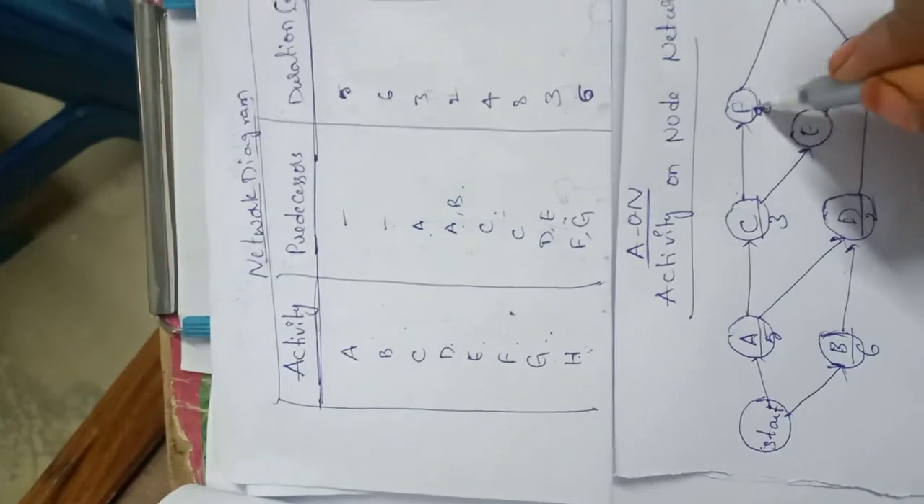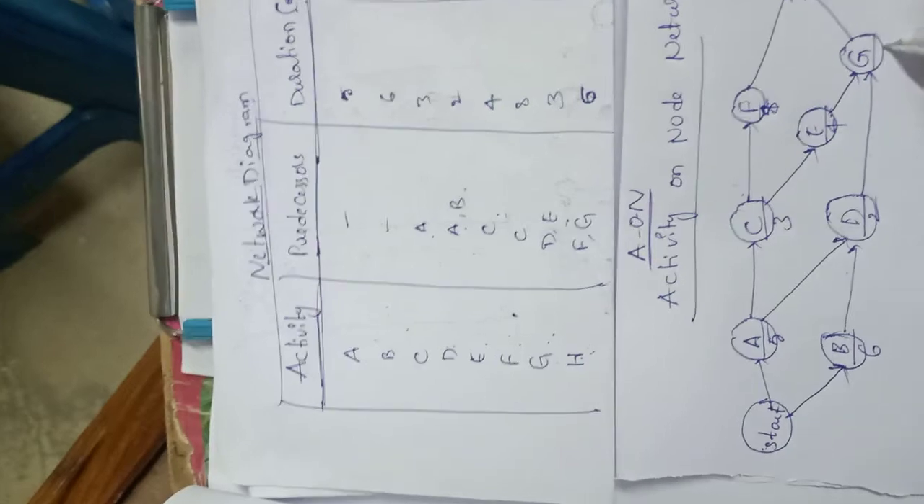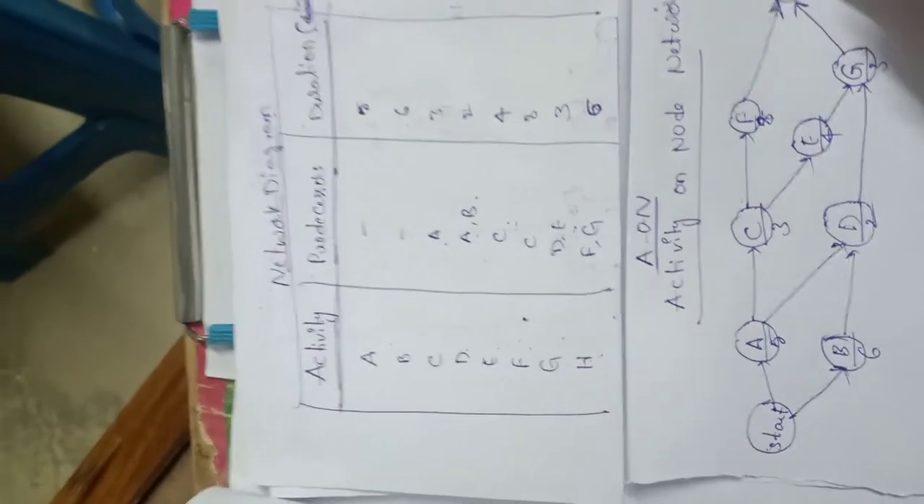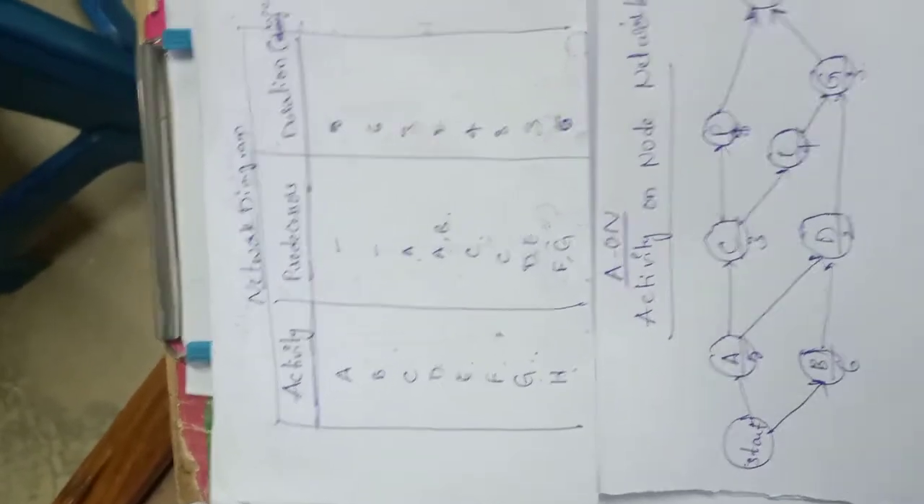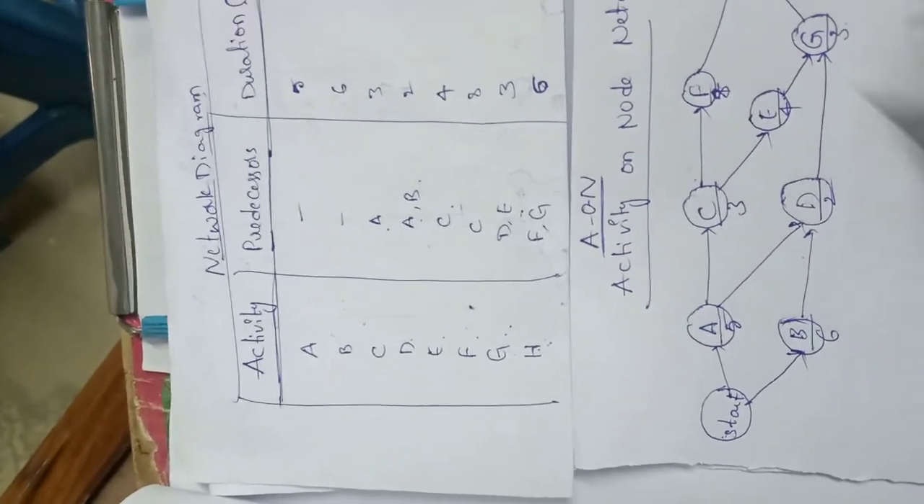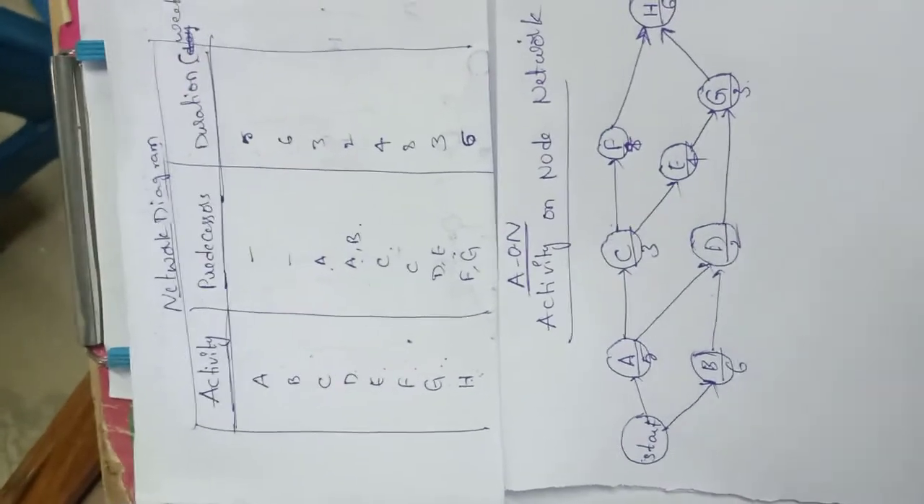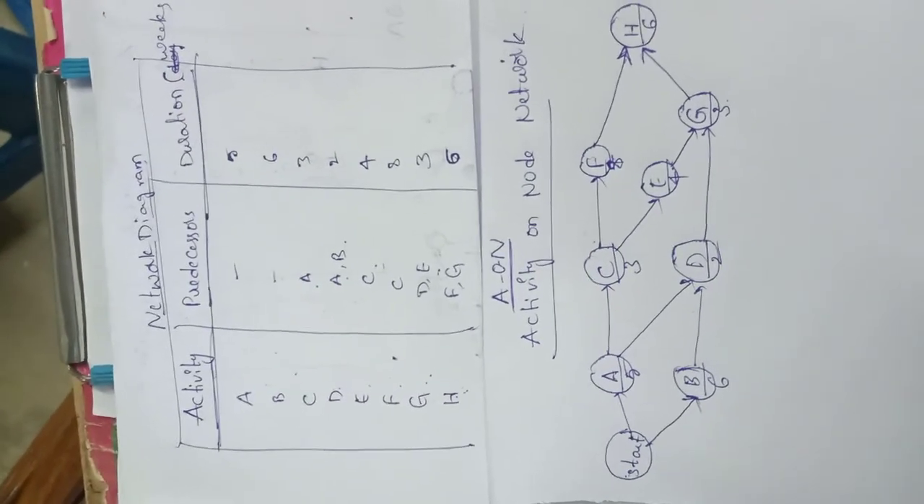F it is 8. For E it is 4 and G 3, H 6. So like this I can represent my durations over these nodes only. Okay, this is about the activity on node diagrams. We can draw in this way.